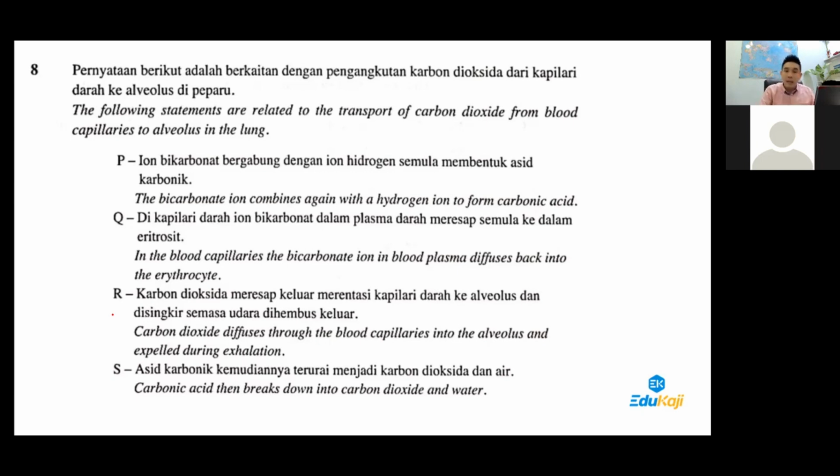Okay, so number 8 here, you have to start with Q. Okay, the bicarbonate ion moves into the erythrocyte. Okay, then from here it combines with hydrogen ion to form carbonic acid.